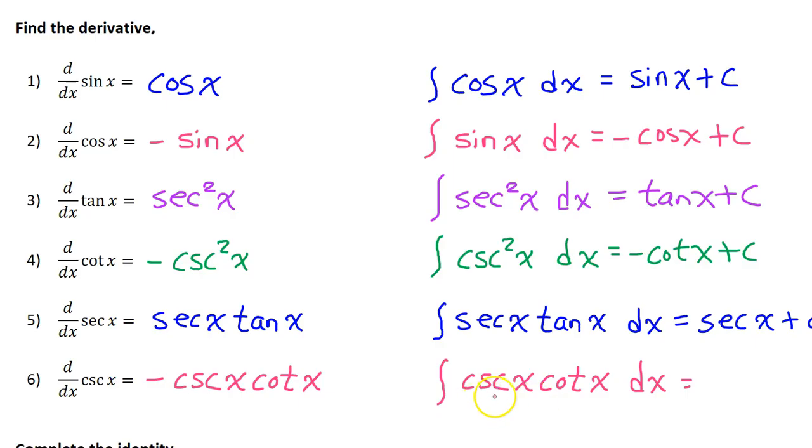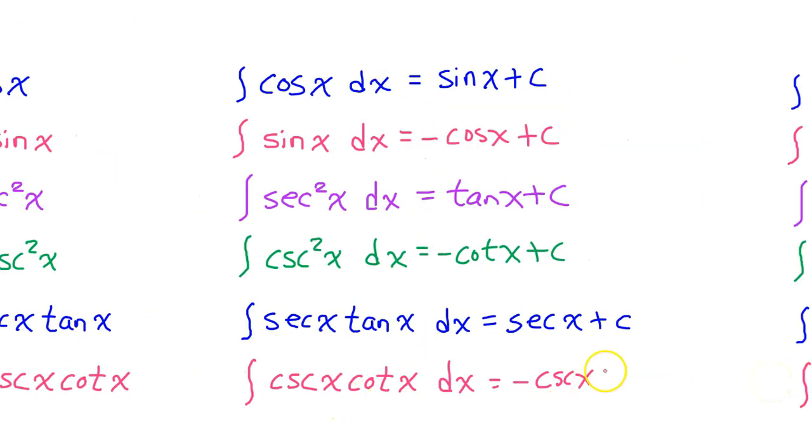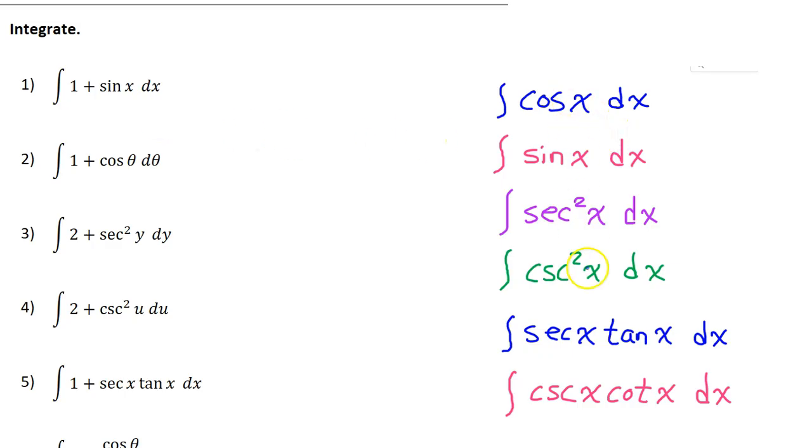And finally, the derivative of what will give us cosecant x cotangent x. Since the derivative of cosecant x is negative cosecant x cotangent x, then the derivative of negative cosecant x will give us positive cosecant x cotangent x. Right now, these 6 trig integrals are the only ones we know.